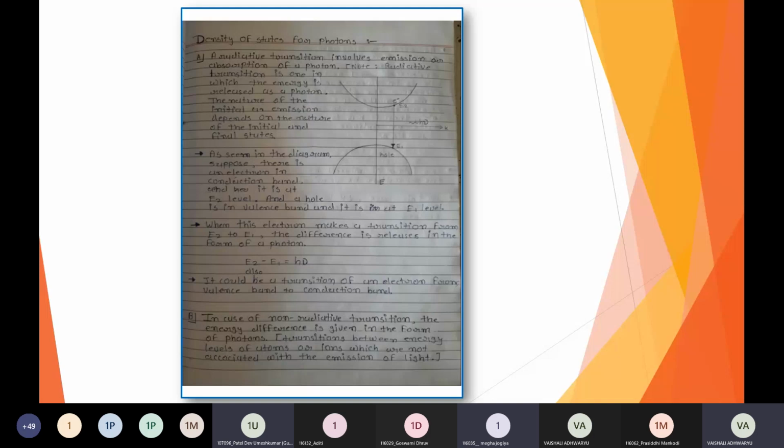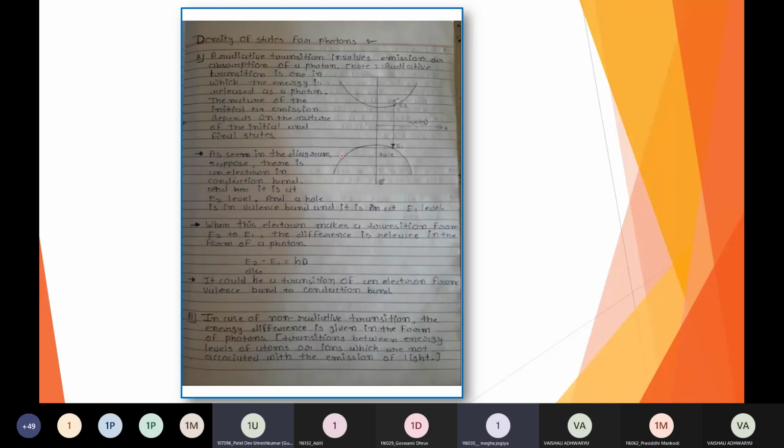Here, see in the diagram, a radiative transition involves emission or absorption of a photon. Transition is one in which the energy is released as a photon, and the nature of the emission depends on the nature of the initial and final state.